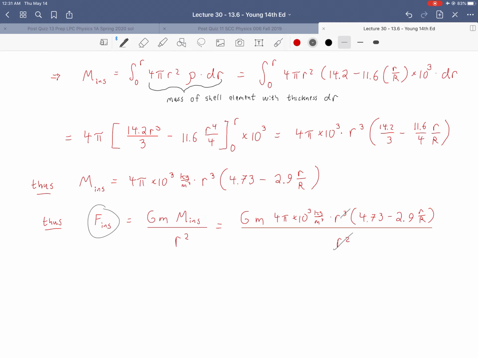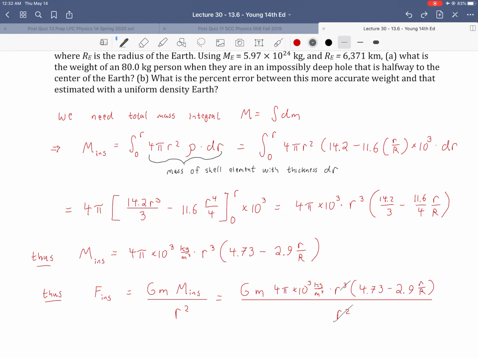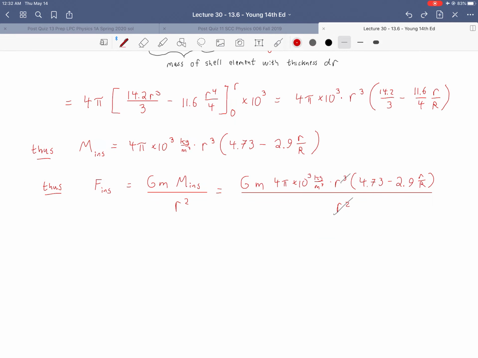We have the force inside, the gravitational force inside our non-uniform density sphere, not uniform in the radial direction. And now we can set that force equal to whatever we're asked to in order to then solve for r. In this case, we want to find the force at 1/2. So it is the weight.